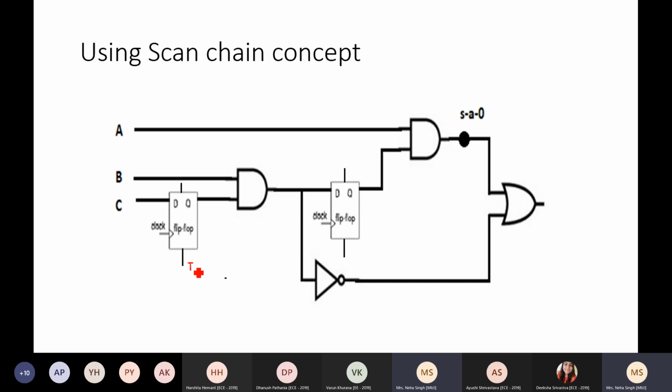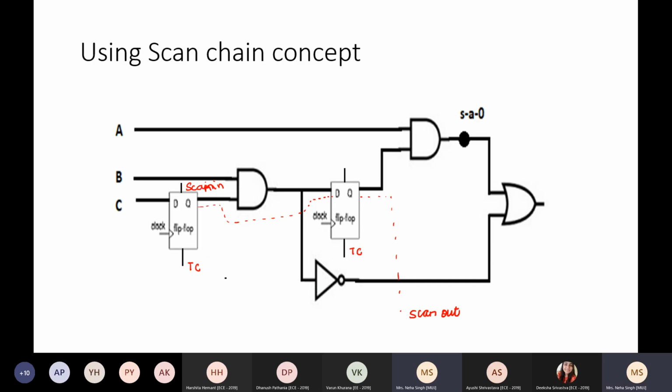So now I have TC as the test control and I have scan in at the input. When I have this scan in, the flip flops are connected in the form of a shift register and I simply get the output from here. This becomes my scan out. Right? Now I required 1 and 1 here. So I'll just put this, test the flip flops first. I'll put TC as 0. If TC is 0, scan data will be considered.